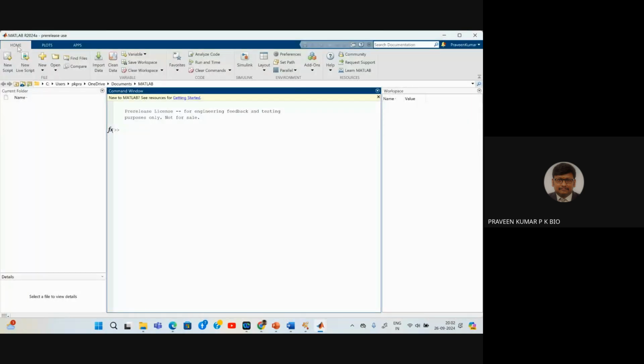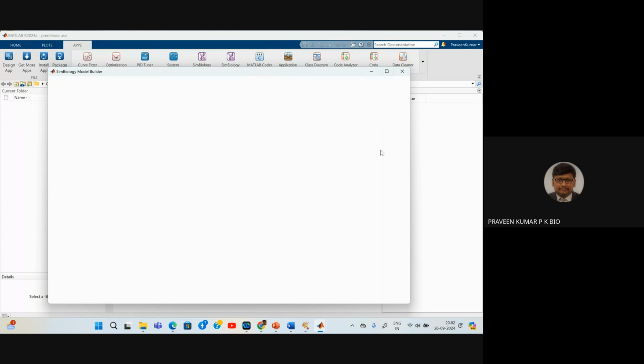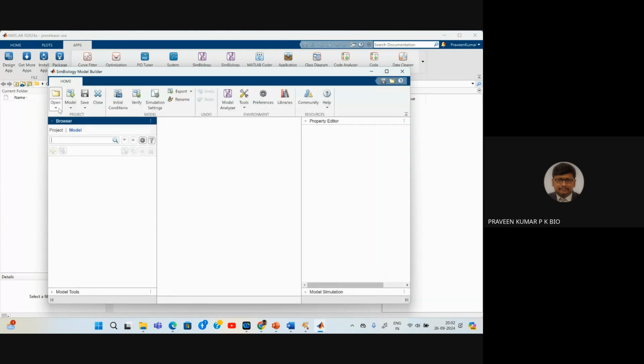So how I went to the help: Home, Help, and then I click the documentation. For example, click here. Now I'm just taking you to the apps. I'm clicking the SimBiology Model Builder. Now a window is open for that. Here you have to open a file. I have already saved a project file for a tumor growth model, so I simply open this tumor growth model.